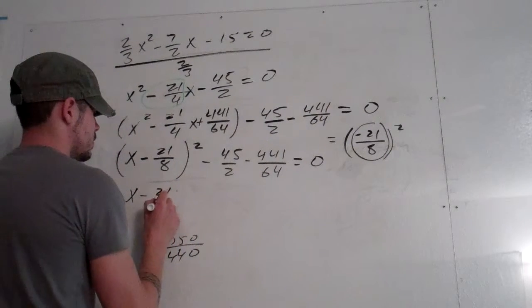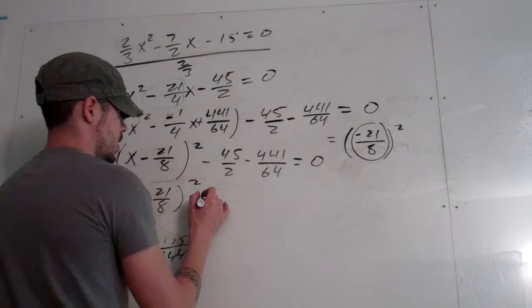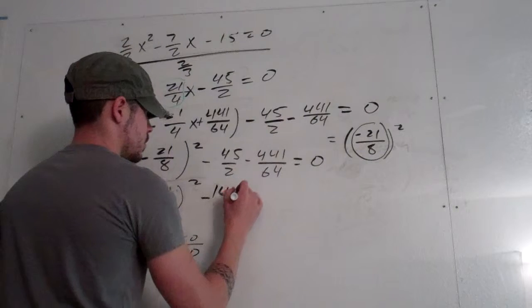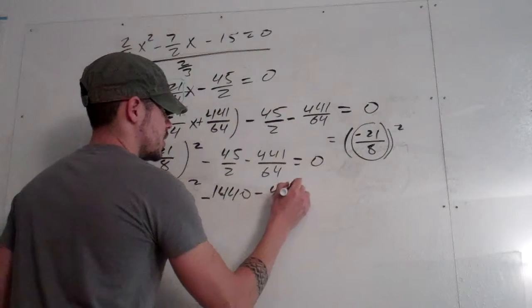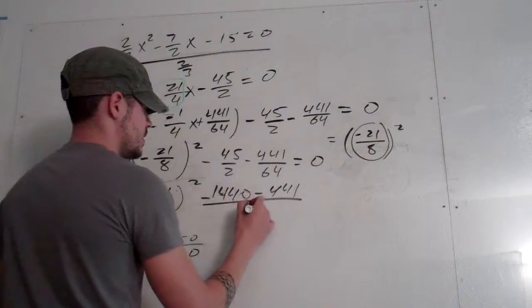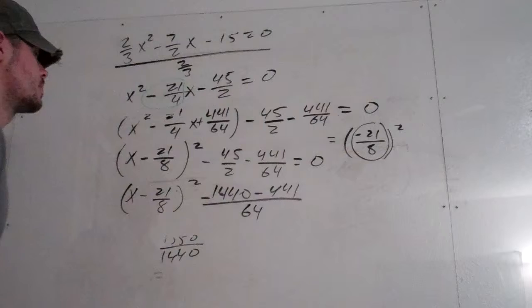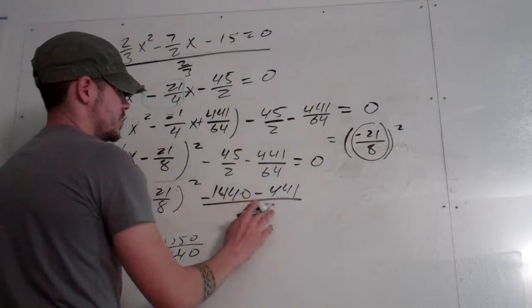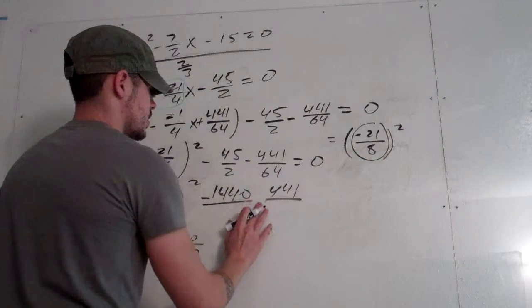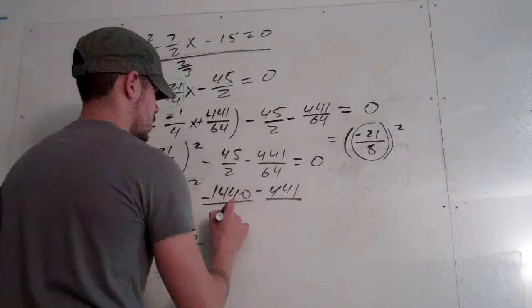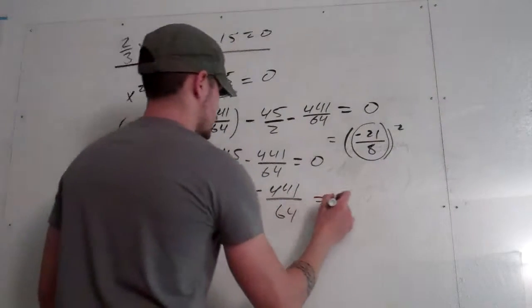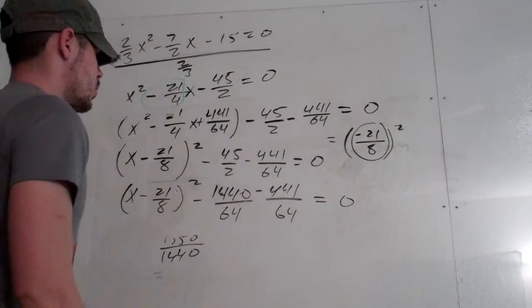x minus 21 over 8 squared minus 1440 minus 441 divided by 64. Or actually, let's just write it like this. We can write it like that, but let's write it like this. Is equal to 0.